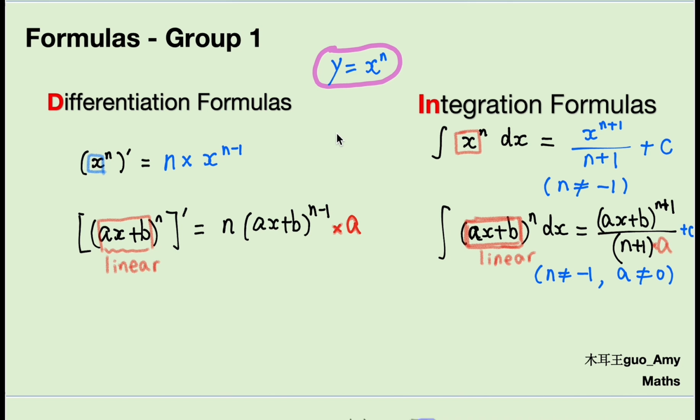Here we have to emphasize we only generalize the formula to the case when the base is a linear function ax plus b. And in the differentiation, we times a. In the integration, we have to divide by a. Multiplication has been converted to division.